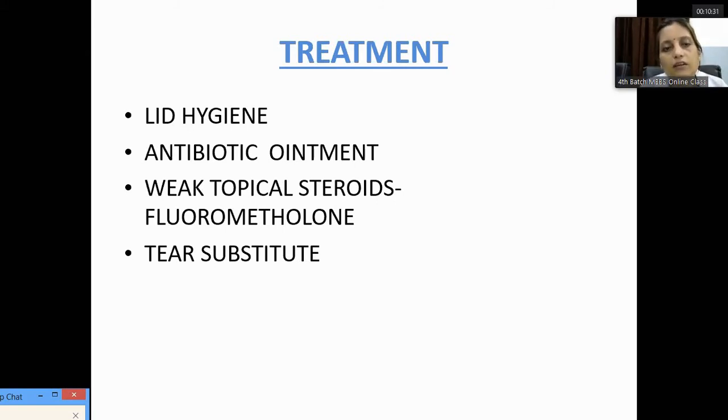Sometimes simply the antibiotic ointment is not enough, so you have to mix it with a milder type of steroid mix ointment, or even drops of a weak steroid like fluorometholone, 1 drop 4 times a day can be used. So this is how you will treat and maintain anterior blepharitis with lid hygiene.